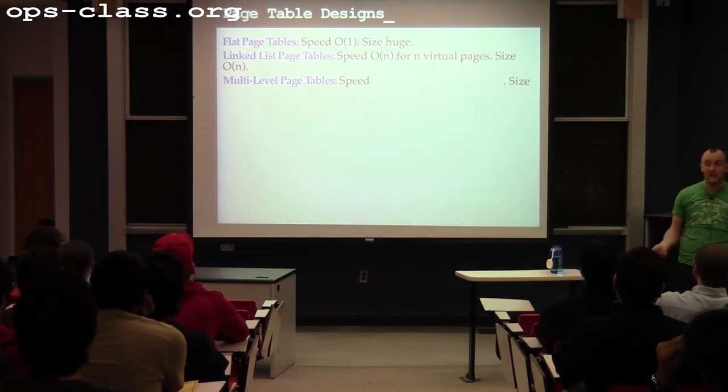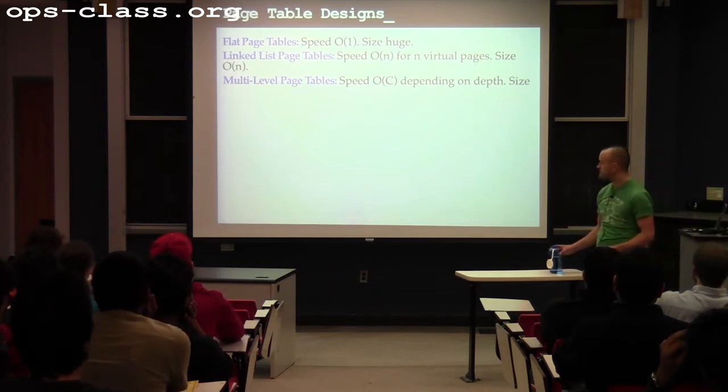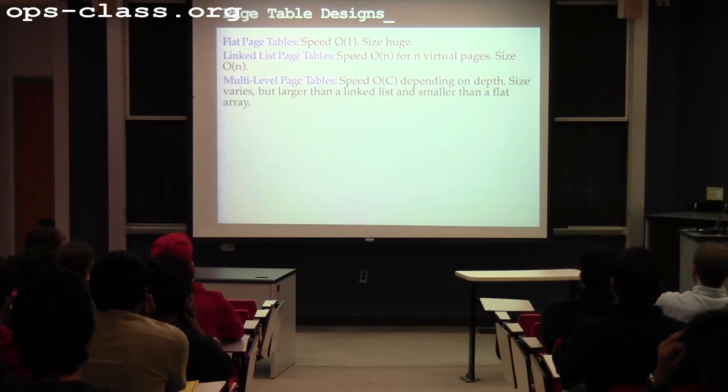Multi-level page table speed. Yeah, it's better than log n. Constant, right? C is a constant, it's just constant, right? But really the number depends on the depth of the page table. What about the size? I don't know how to figure this out.